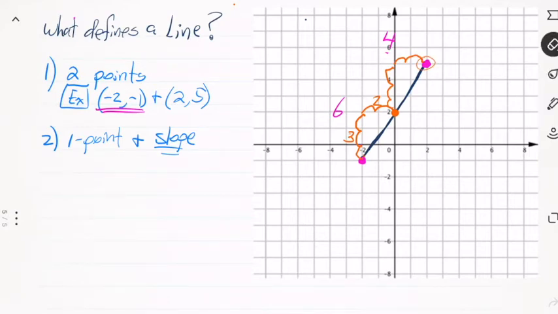So this idea of slope is a ratio, and ratios come in a lot of different values.